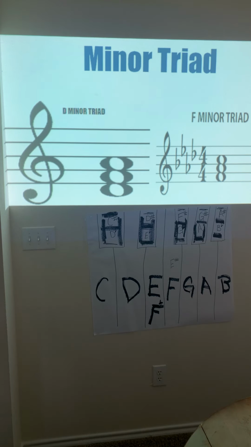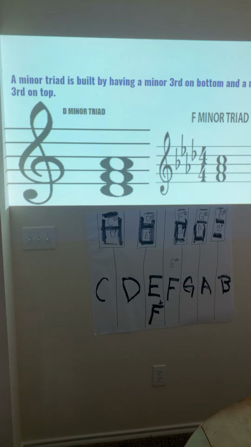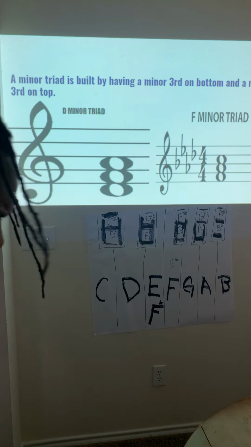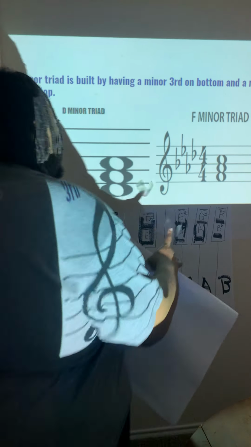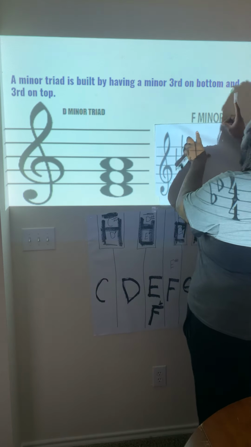But anyway, now we're looking at a minor triad. A minor triad is built by the exact opposite of what the major triad is built upon. A minor triad has a minor third on bottom and a major third on top. So I am going to have to move this around some, but I'm going to ask that you guys bear with me. Okay?